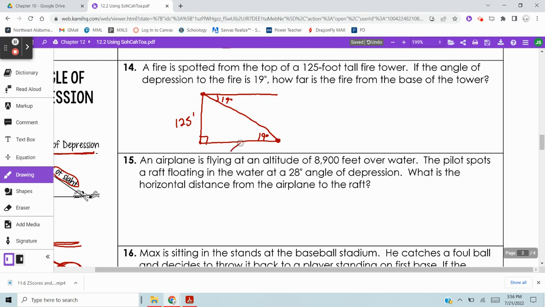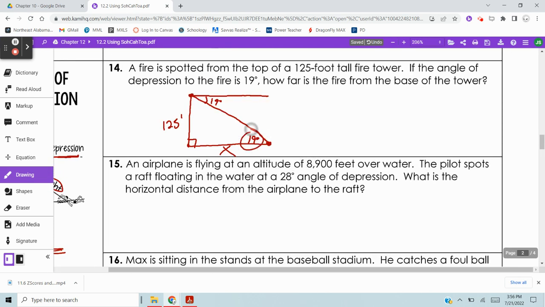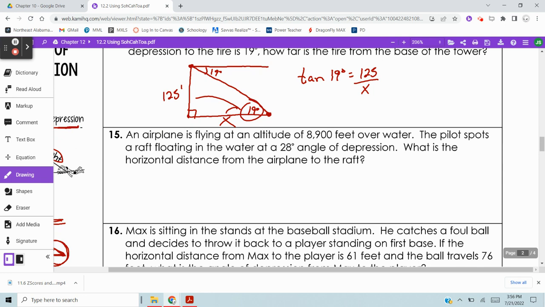How far is the fire from the base of the tower is what we're looking for now. So we're looking for our x value. Here's my angle. We're dealing with opposite and adjacent. That'd be a tangent problem. The tangent of my 19-degree angle is equal to opposite over adjacent. Let's switch the two since the x is on bottom. So x will be 125 divided by the tan of 19 degrees, which is going to equal about, we'll call it 363 feet.